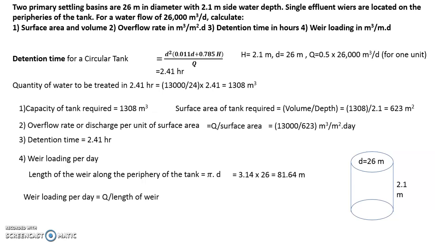Now weir loading per day is discharge divided by meters. Meter cube per meter per day can be understood as meter cube per day, that is the discharge, per meter. So it is discharge per length of the weir. So the discharge is 13,000 divided by 81.64, the length of the weir. So you'll get the answer for weir loading per day equals 159.23 meter cube per meter.